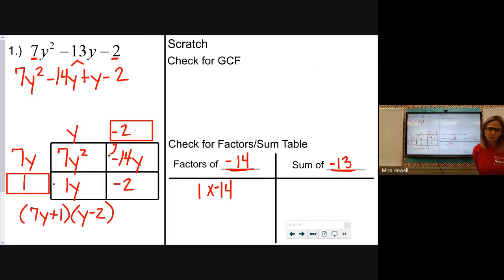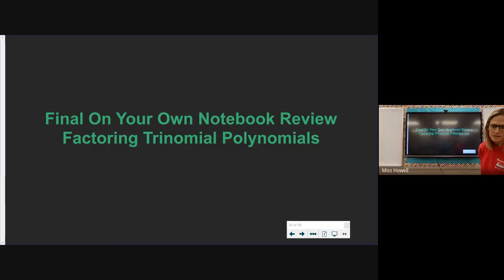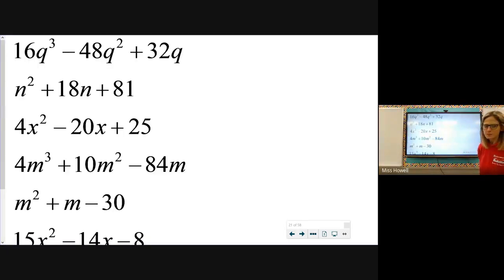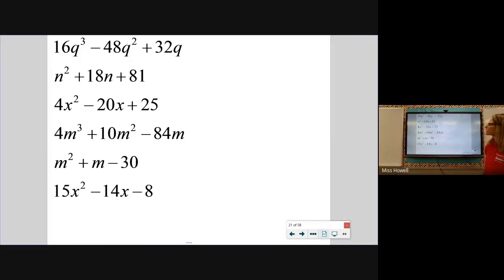All right, for the second part of class today, you are working on these problems. There's 6 of them. I'll expand my screen here so you can really see all of them. Hit pause here on the video. You're trying to factor completely all 6 problems.